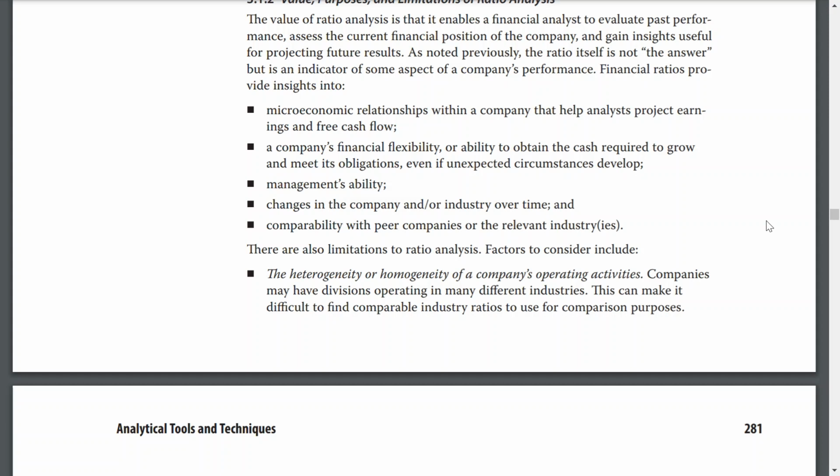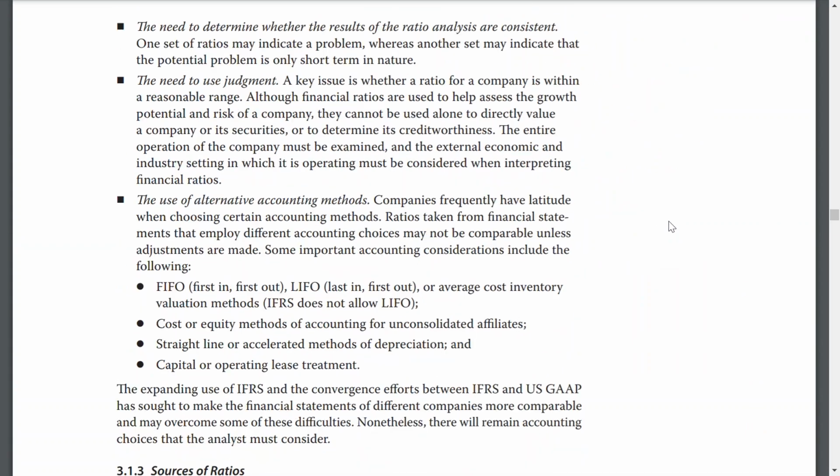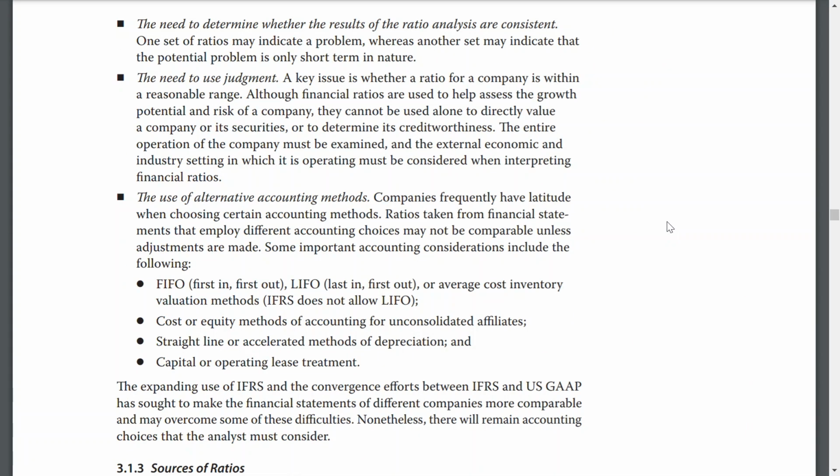There are also limitations to ratio analysis. Factors to consider include the heterogeneity or homogeneity of the company's operating activities. Companies may have divisions operating in many different industries. This can make it difficult to find comparable industry ratios to use for comparison purposes. Other factors are the need to determine whether the results of the ratio analysis are consistent, the need to use judgment, and the use of alternative accounting methods.